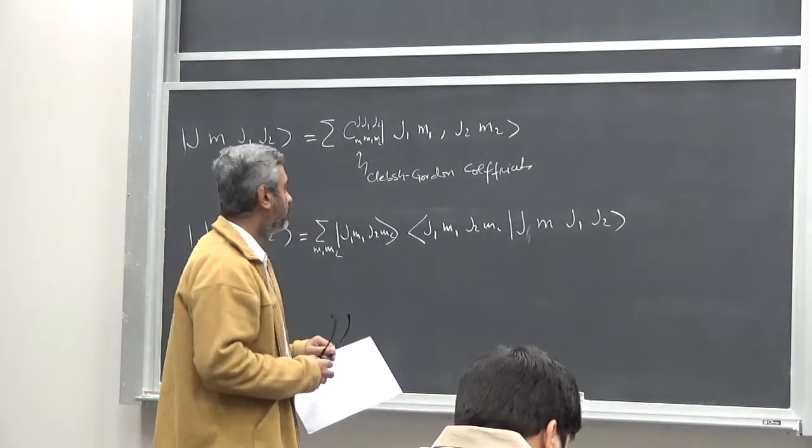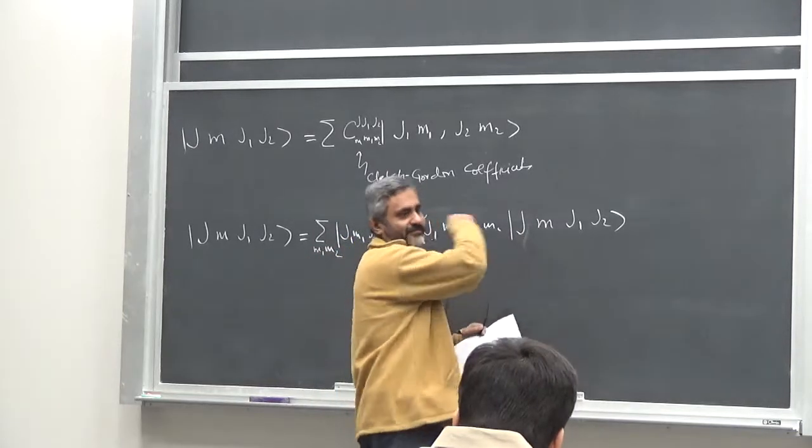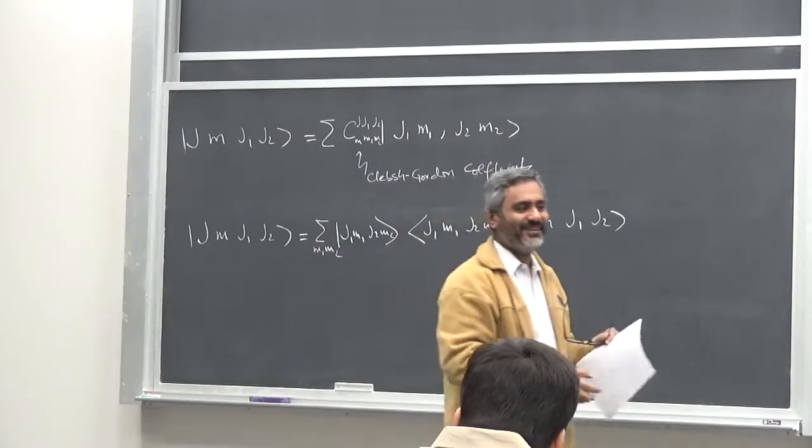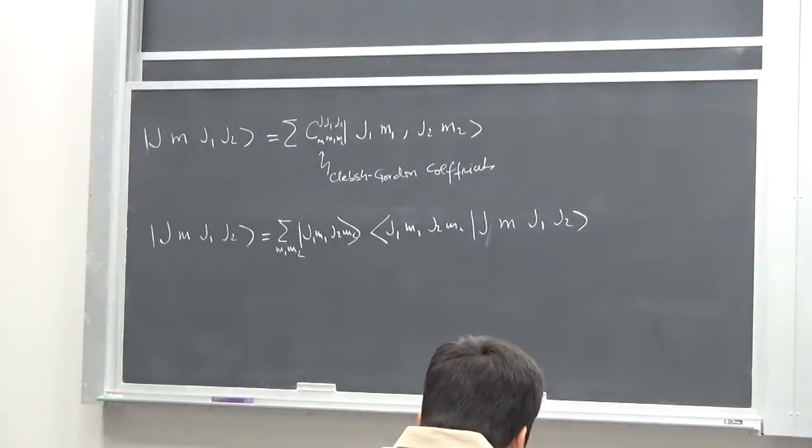What is this J? Good question. Yes, what is this J? We've been harping about this J for the last 2 lectures, right? So this is not J1 plus J2. Its possible values go from J1 plus J2 to J1 minus J2. Okay?